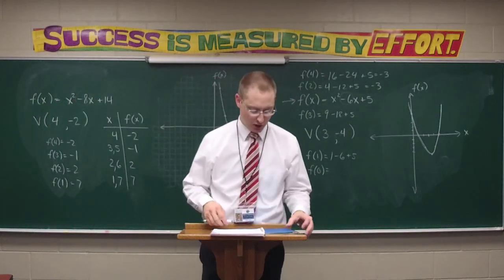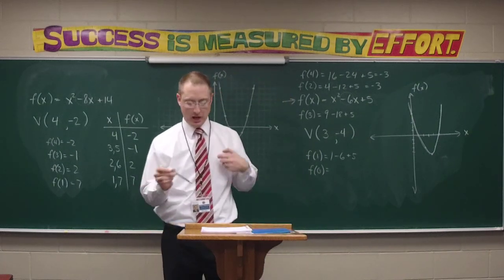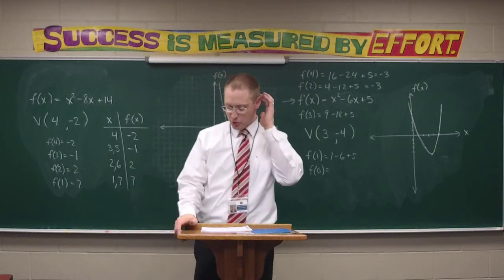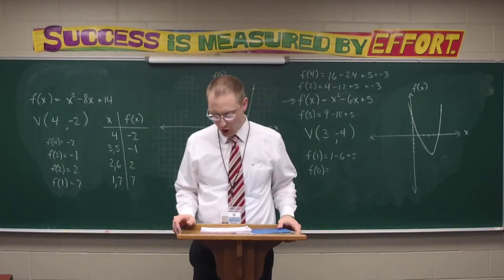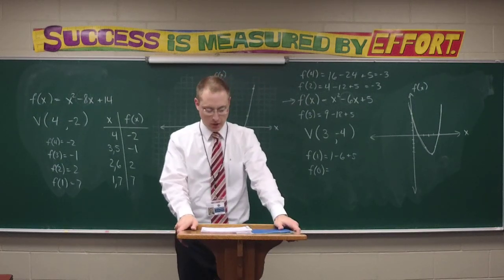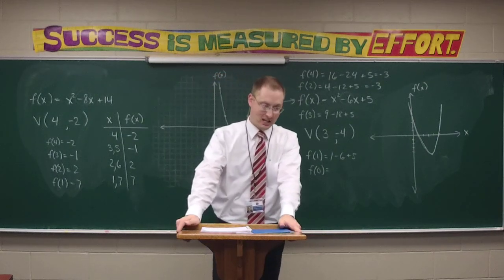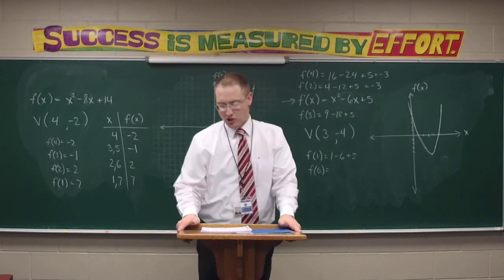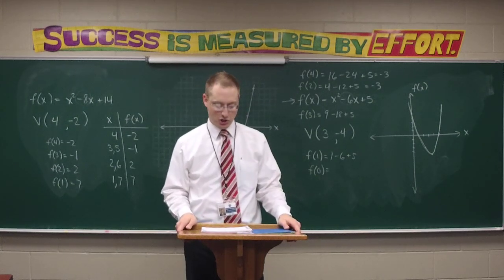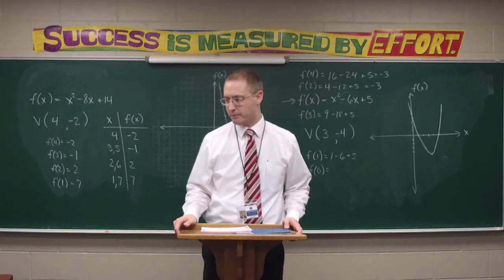Read pages 199 to 202. Kind of a preview of where we're going next week with all of this. On page 209, do numbers 34, 36, and 38. And then on page 218, do the review 1 through 11 odd.